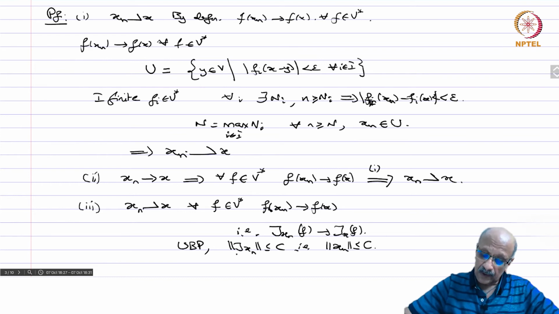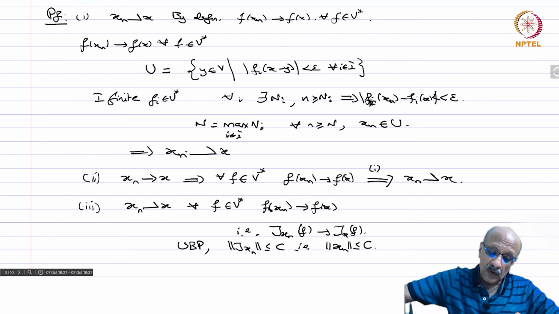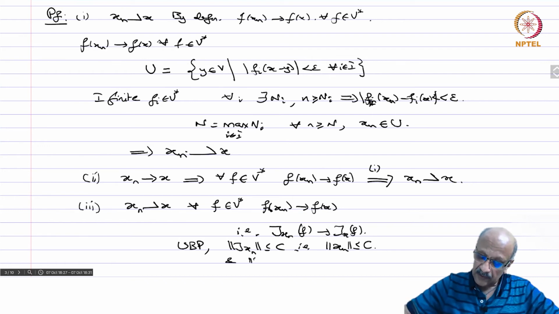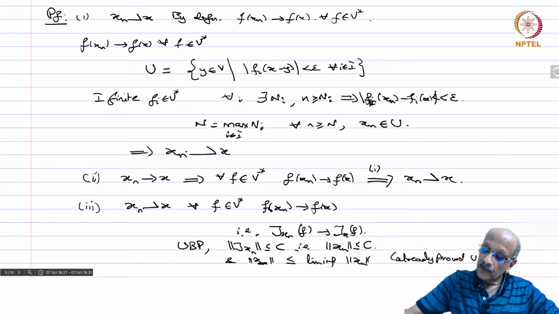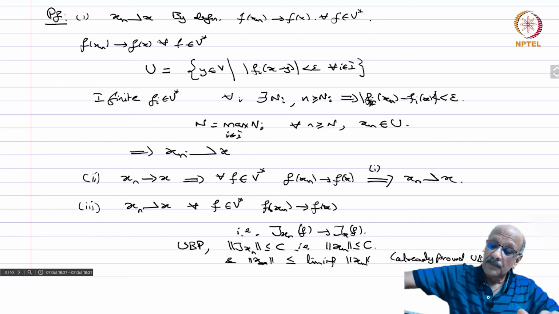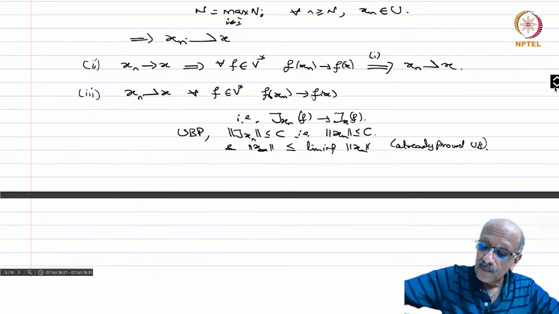Then we also showed that when you have a sequence in which every point converges, then the limit transformation satisfies this condition. So you have norm x is less than or equal to lim inf norm xn, already proved. In the uniform boundedness chapter, we have already seen this proof.